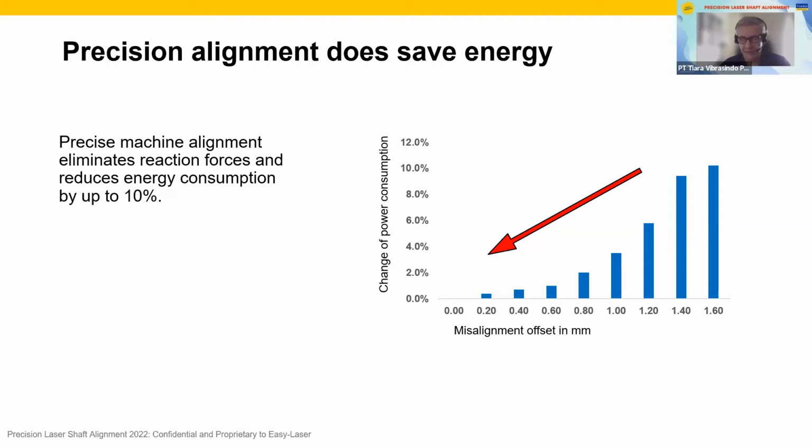So here we see a chart that represents misalignment offset in millimeter. So starting at 1.4, 1.8, quite severe misalignment in offset, and compare it with 0.2, potentially 0.0, so something in the hundredths and thousandths. And this can reduce power consumption by 10%.